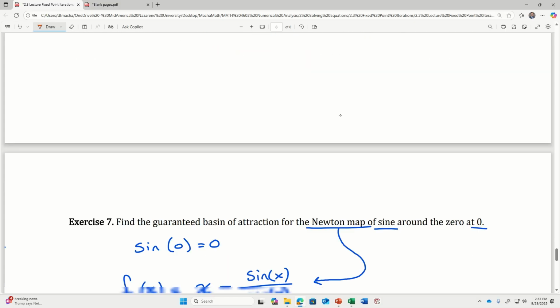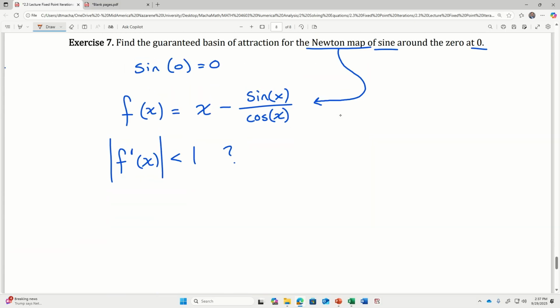The function times its second derivative equals the first derivative squared. That's what we found in the previous problem was true for all Newton maps. These will have solutions a and b for that equation.